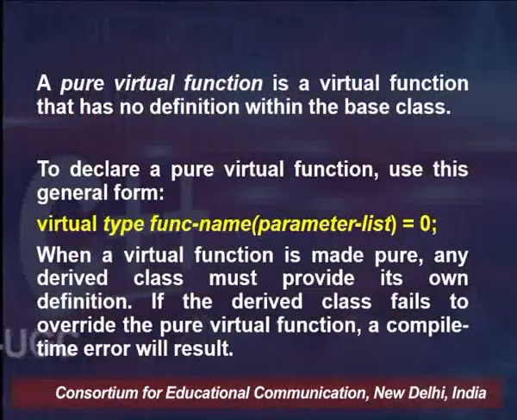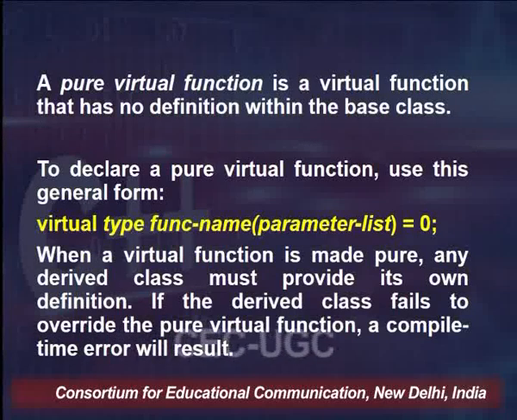So, virtual type function name parameter list equals to 0. Whenever this type of general form is encountered, your compiler is ready to take that particular virtual function as a pure virtual function.